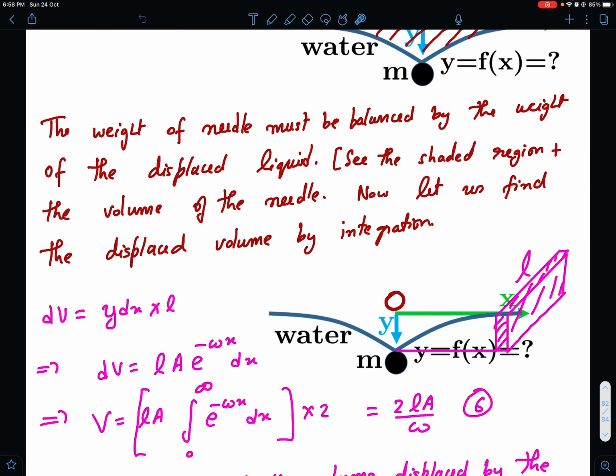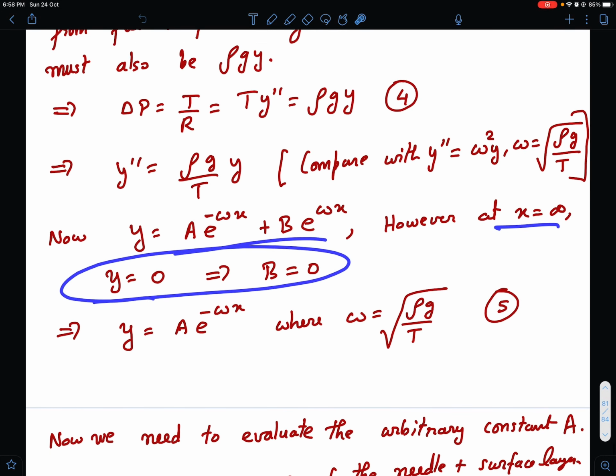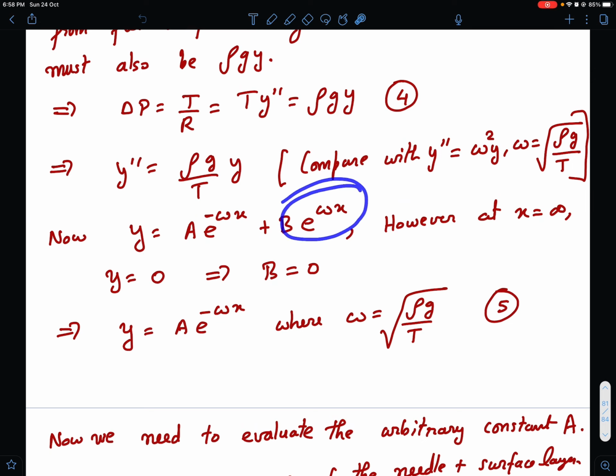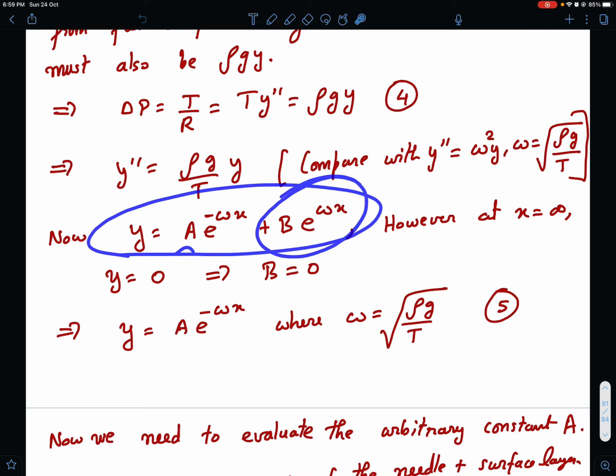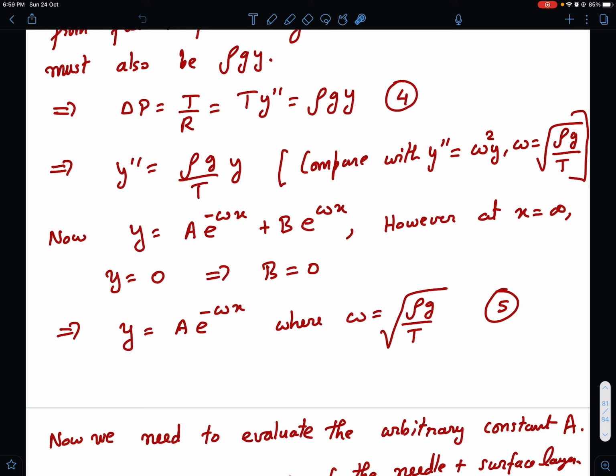Okay, and if y is 0, that means what? The term b e to the power omega x, if b is not 0, then this term will blow up, so this y will not be 0 in that case. So when x is infinity, this whole thing is 0, therefore the exponentially exploding term must be 0, right? So this goes to 0, and that means b is 0. So the equation of the meniscus is simply y is equal to a e to the power minus omega x, but still I have an unknown constant a, which I need to evaluate using the conditions of the problem.